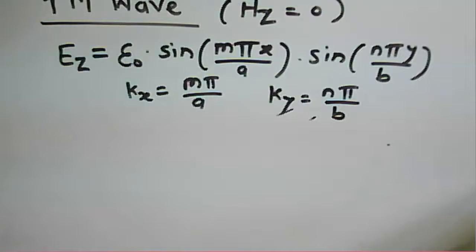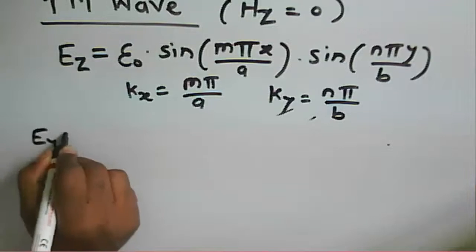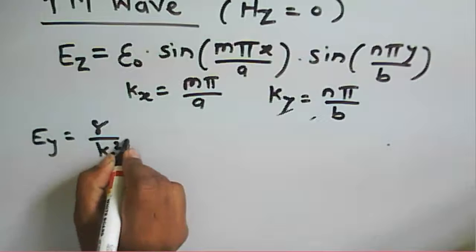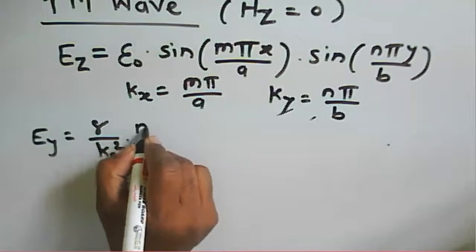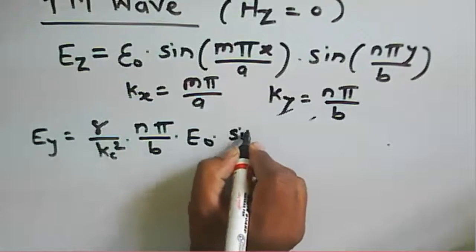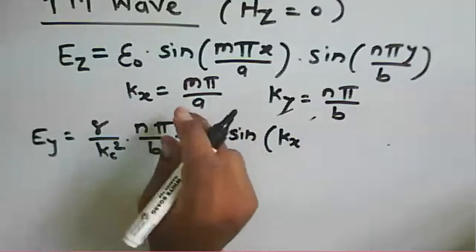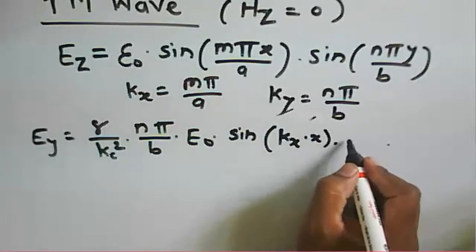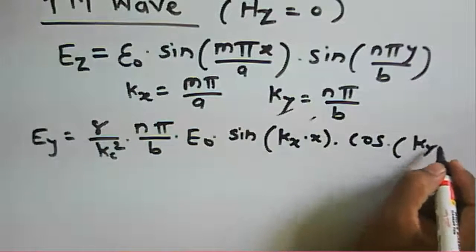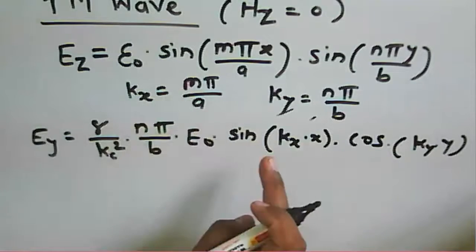Now we can write the expression of Ex, Ey here. We'll write Ey here. That is equal to gamma by Kc square, N pi by B, into E0 sine of M pi x by A. Instead of that, I'll write Kx x, and cos of N pi by B y, I'll write Ky y. So we can write it in a simple way. Kx is equal to M pi by A. Ky is equal to N pi by B.